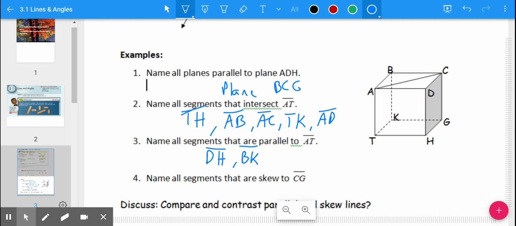Number four, name all segments that are skew to segment CG. So CG is going to be not in the same plane, but also not parallel. An example of that would be like TH. They would never cross, but they're not in the same plane. You could say TK. You could say AD or AB.